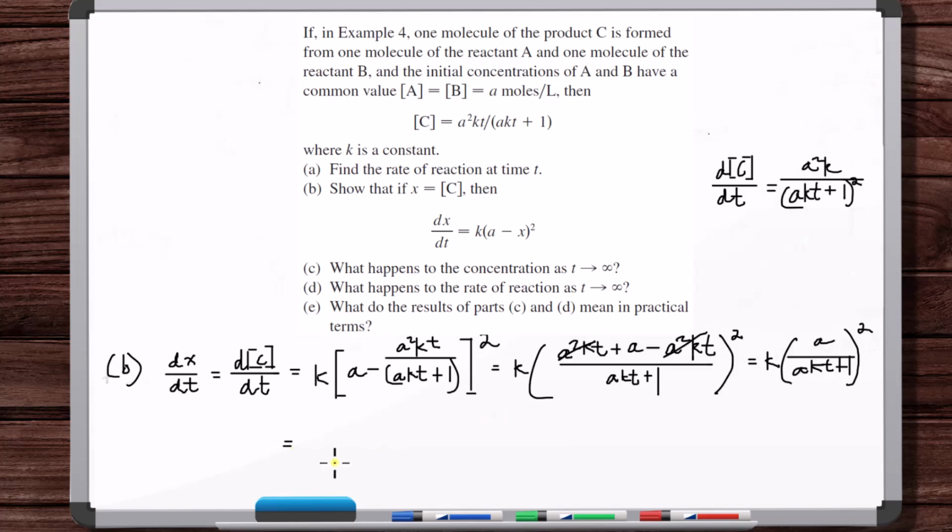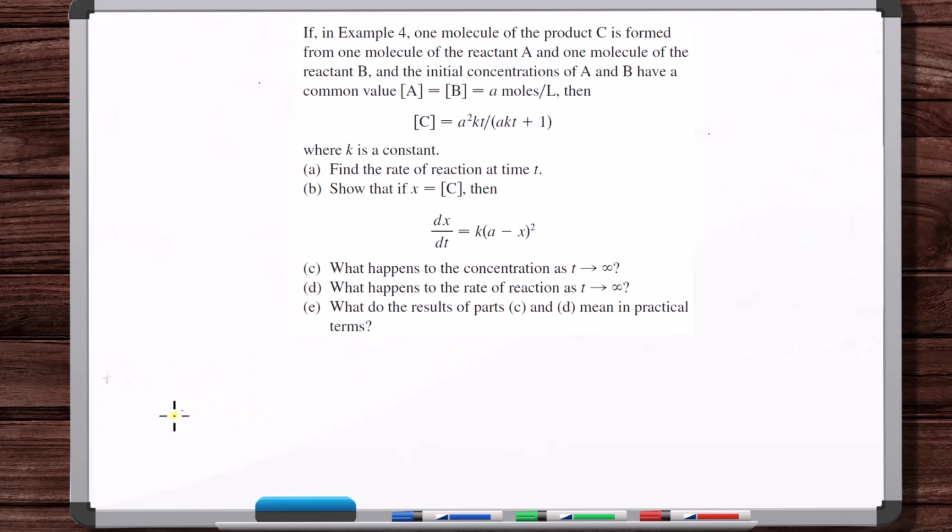So this is k times, now if we distribute that squared, and then yeah, we've got a squared k over (akt plus 1) squared. There you go. So yeah. Part C.